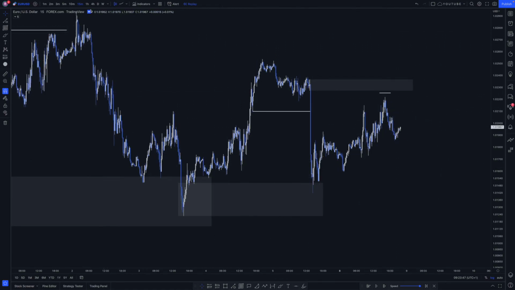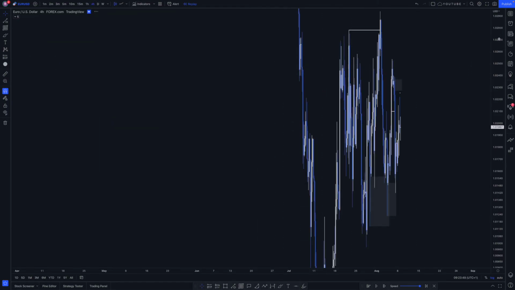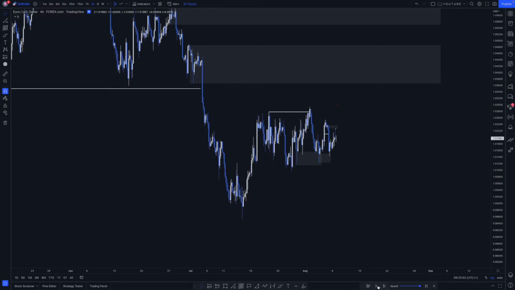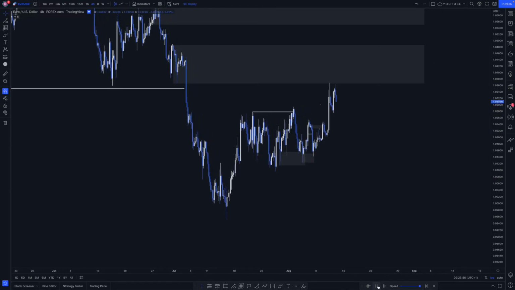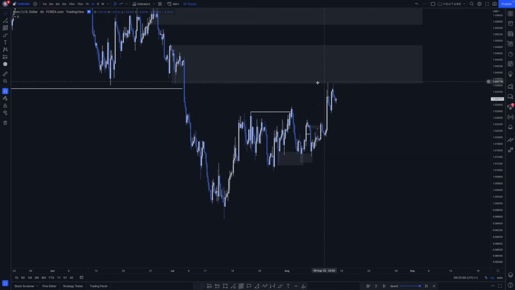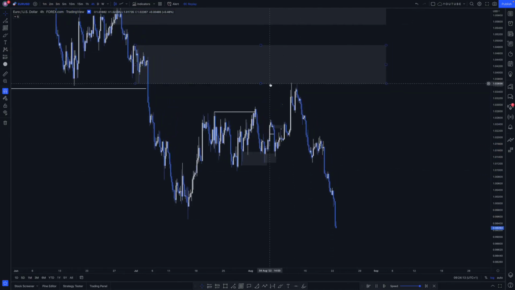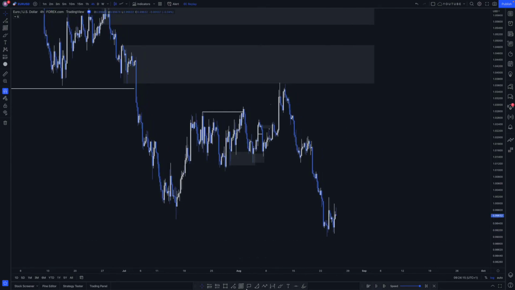So if we just come back out to the 4-hour and play price forward and just see what happens a little bit here, what you'll see is that price does continue and it does tap into our daily supply right here. And this is where you might want to start looking for trades in order to take out this weak daily low right here. So let's just see what happens. If we play price forward, as you can see, once it taps into this daily supply, it does come all the way down and it does eventually take out this weak daily low.